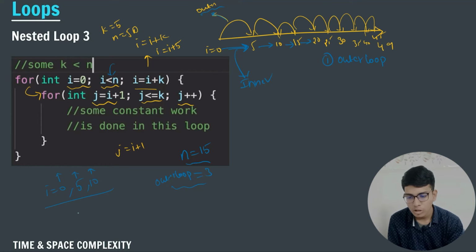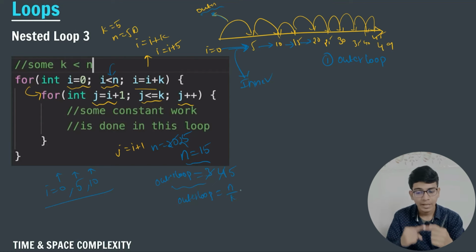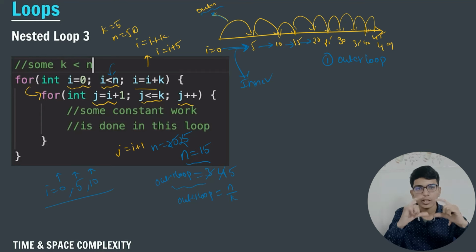Similarly, when n is equal to 20, I will perform my outer loop 4 times. When n is equal to 25, I will perform my outer loop 5 times. So can I write one thing here, that my outer loop is equal to n divided by k? The number of times my outer loop is running is equal to the total n value divided by my k value, right?